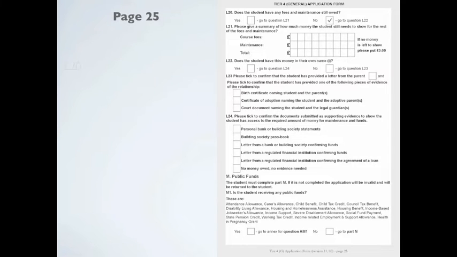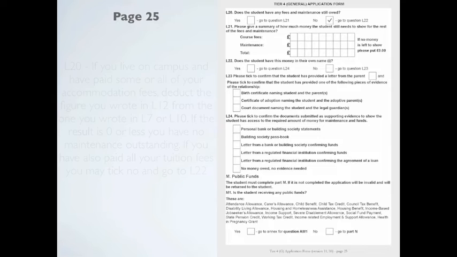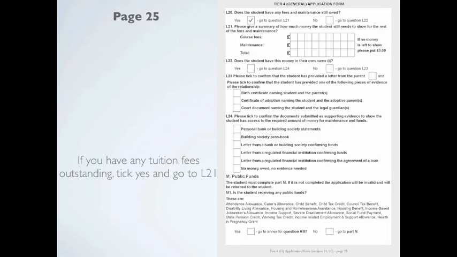If you are living on campus and you have paid some or all of your accommodation fees, you should deduct the figure you wrote in L12 from the figure you wrote on page 23 in L7 or L10. If the result is 0 or less, then you have no maintenance outstanding. If you have also paid all your tuition fees, then you may tick no and go to L22. If you have any tuition fees outstanding, tick yes and go to L21.